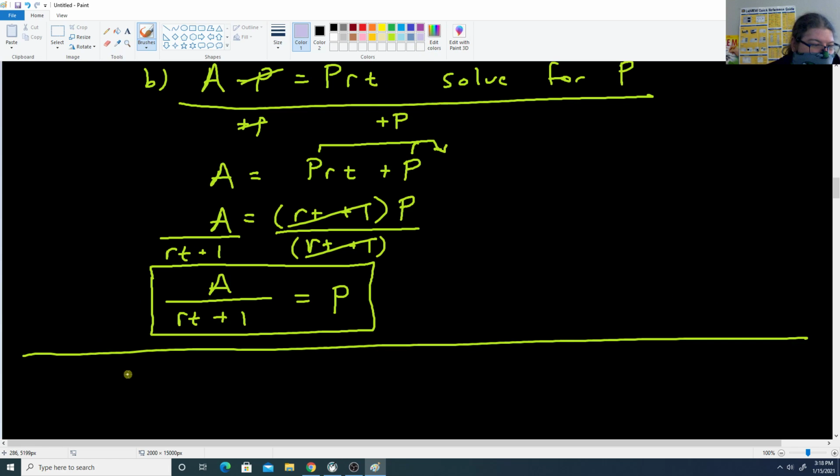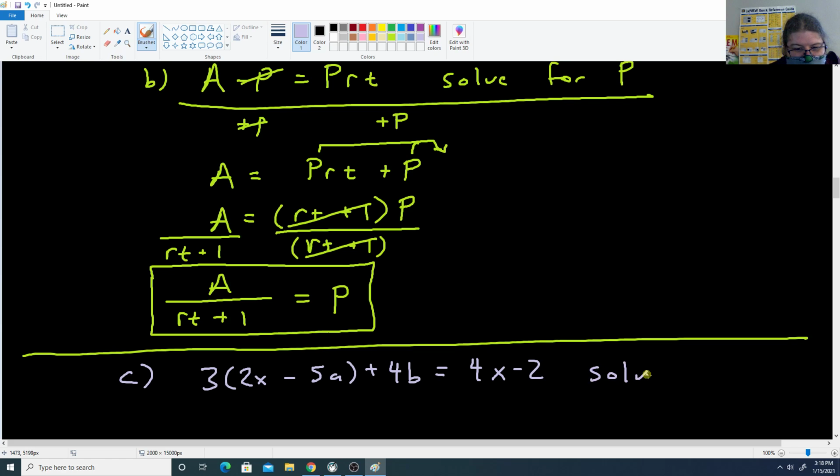Okay, final one is part C. They give us 3 times (2x minus 5a) plus 4b equals 4x minus 2, and our goal is to solve this for x.